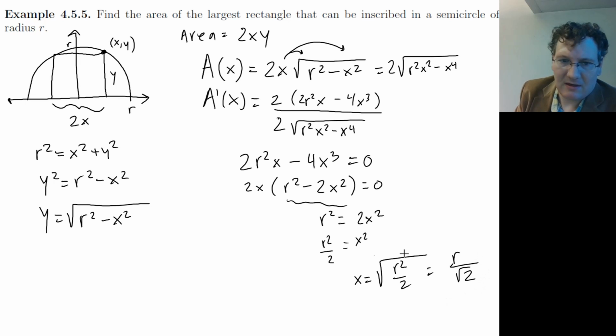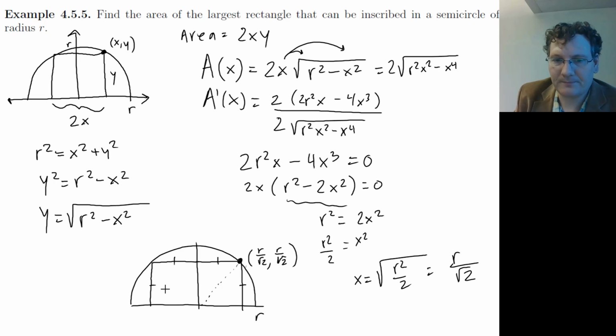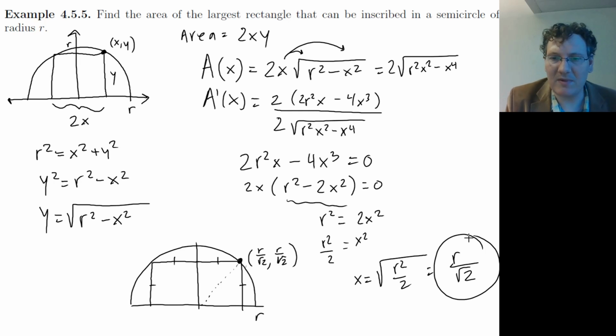In fact, if you think about what's happening there, if this is r, and you were to go up at a 45-degree angle, this point here would be r over root 2 comma r over root 2. You'd be making a square in this quadrant and a square in that quadrant as well.